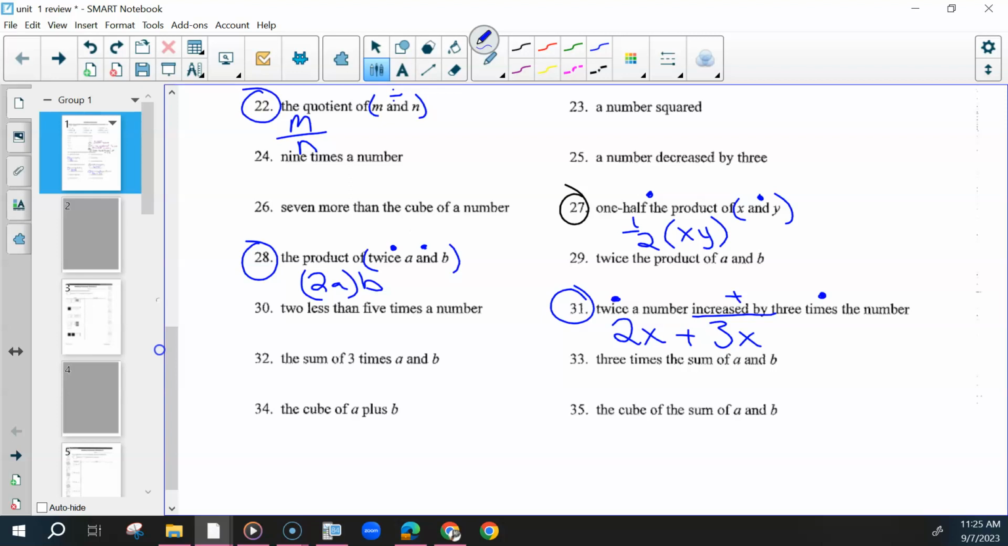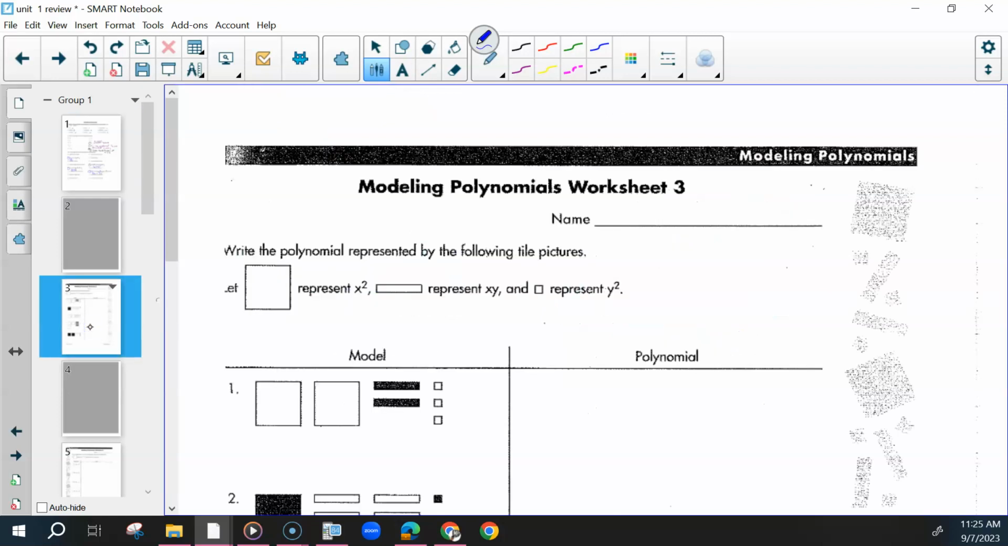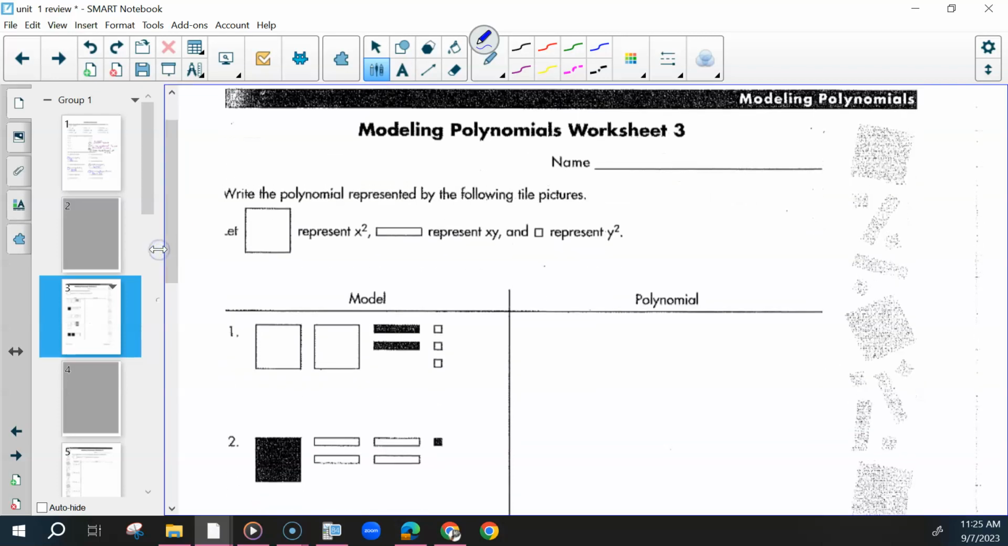Go on to the next page. Alright, so that was all of your translating from algebraic expressions to words and vice versa. Now we're on simplifying. Part of that is modeling. So we did modeling and simplifying. We are only doing modeling right here. But what we did before is different than this.